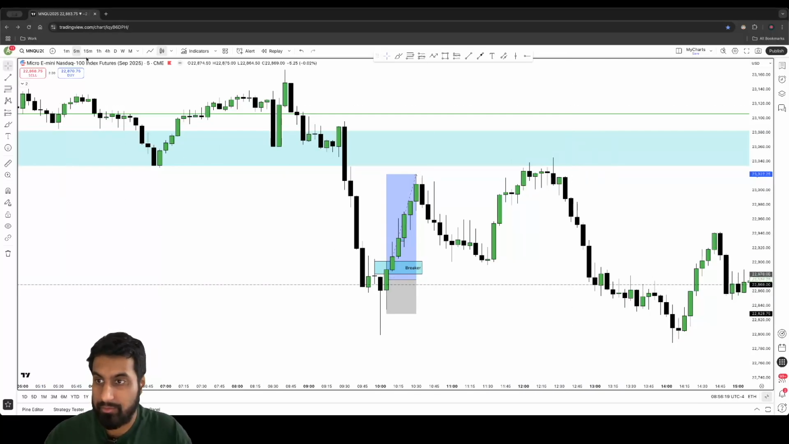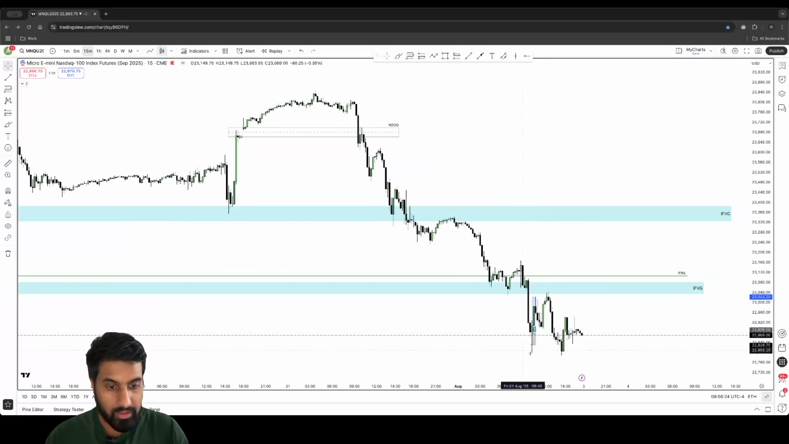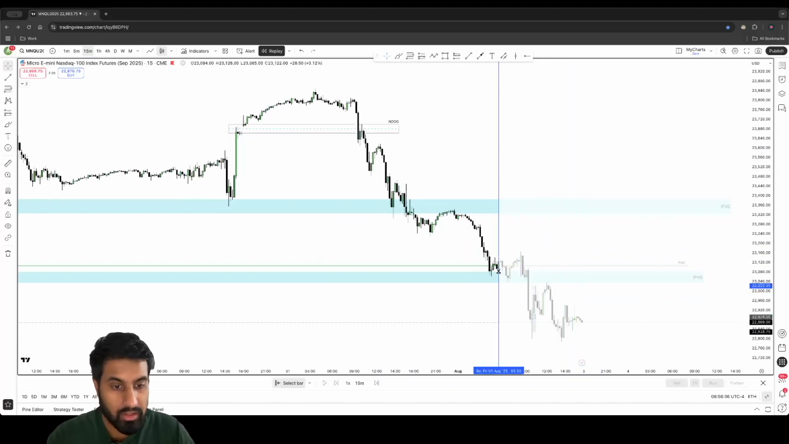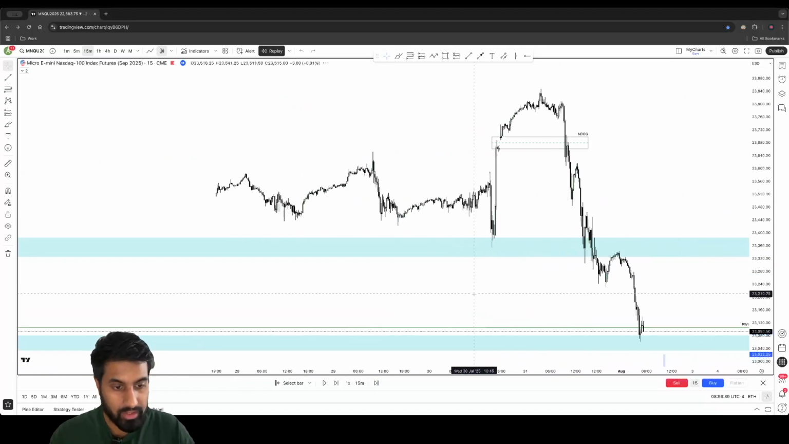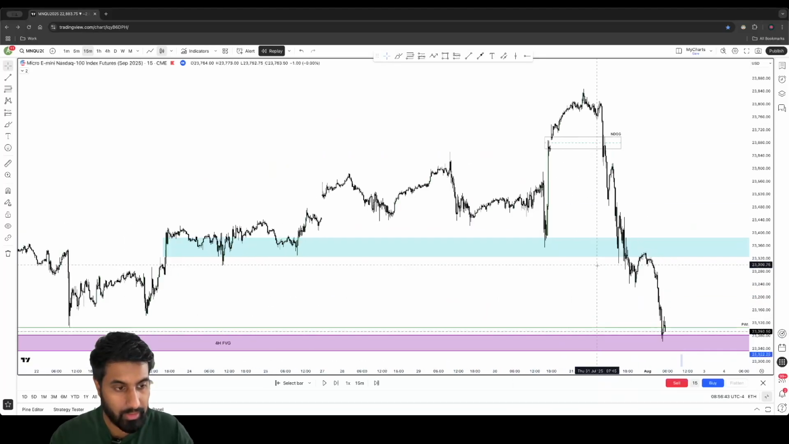Right, so let's get straight into the charts and have a look at why we ended up catching this buy move here. This was a retracement on Friday, even though the market was absolutely tanking to the downside. So if we bring the chart back to around this area here, let's have a look at where the market was. This was a 4-hour imbalance.